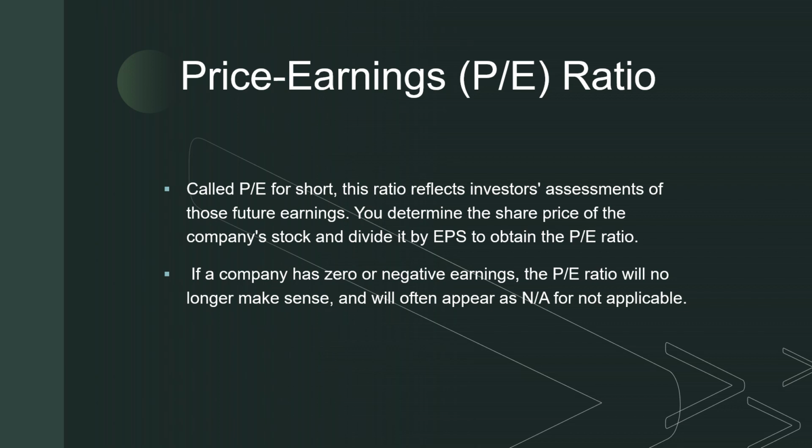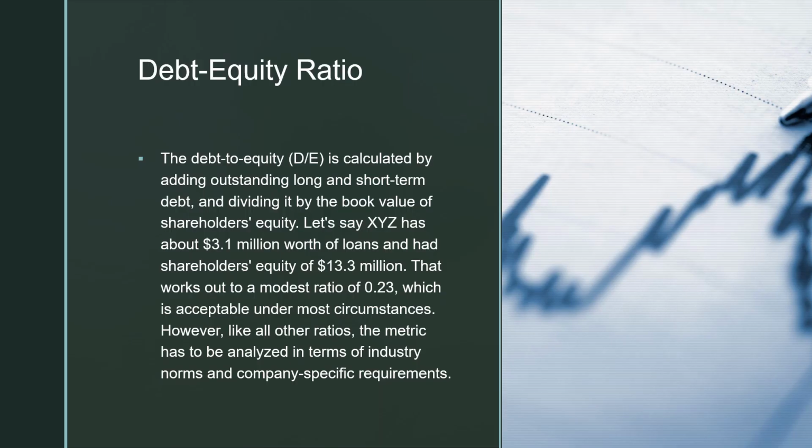Price earnings, called PE for short, is a ratio that reflects investors' assessment of those future earnings. You determine the share price of the company's stock and divide it by EPS to obtain the PE ratio. If the company has zero or negative earnings, the PE ratio no longer makes sense and will often appear as NA for not applicable.